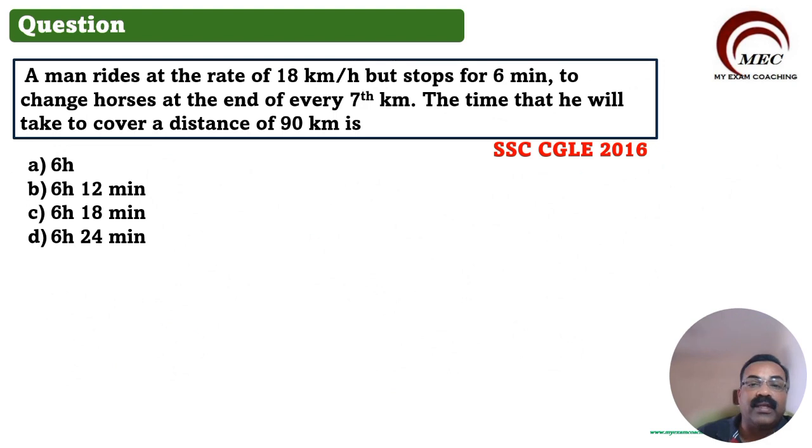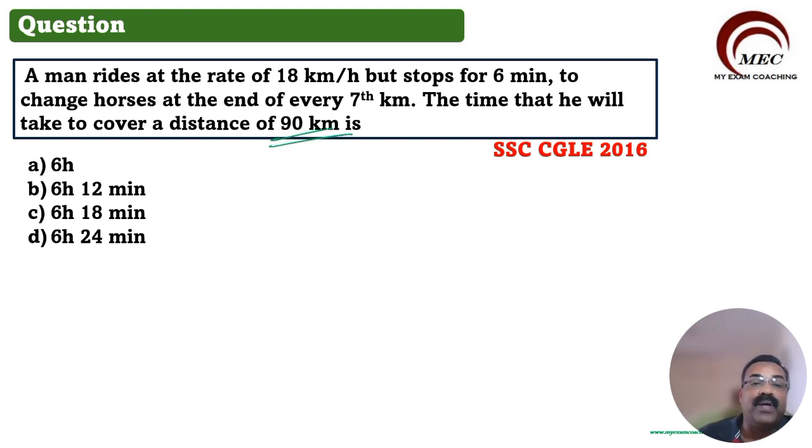So here is your next question. A man rides at the rate of 18 km per hour but stops for 6 minutes to change horses at the end of every 7 km. The time that he will take to cover a distance of 90 km is.